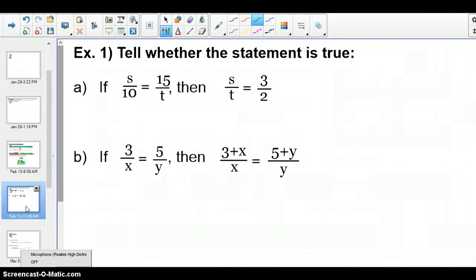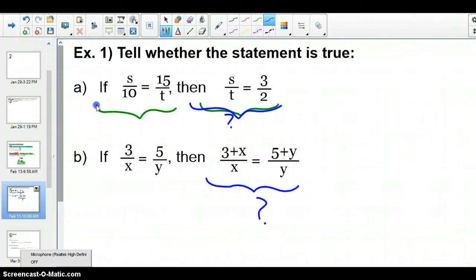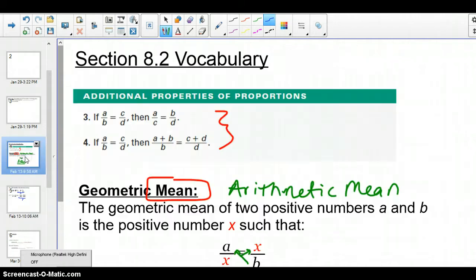Let's look at this. All right, so tell whether the statement is true. I've got 2 examples here. Both examples, I start off and I say, if this, then this must be true. So I'm analyzing whether or not the second part is true. I don't know if it's true or not. Based on my properties, I need to decide. So my first one, part A, says S over 10 is equal to 15 over T. So basically what I want you to do is I want you to look at your properties on that same sheet and decide if it applies to either 3 or 4. And if it does, then you are safe, that property then makes the statement true.